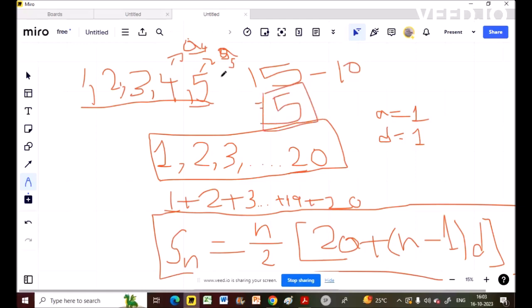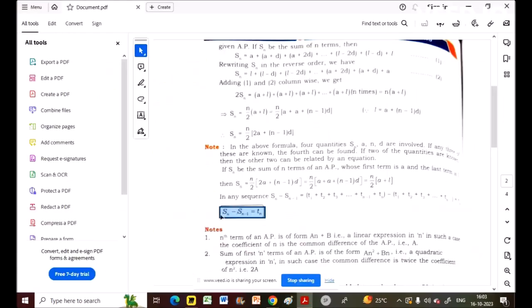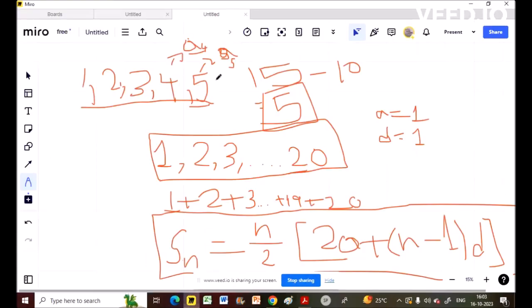5 is nothing but the 5th term. That's what they have mentioned here. If we subtract the sum of n minus 1 terms from the sum of n terms, we'll get that nth term. We have already seen the example here. Here the sum of 5 terms, where we consider n as 5, is 15, and the sum of n minus 1 terms, which is 4 terms, is 10. If we subtract, we get the nth term, which is the 5th term, and that's 5.